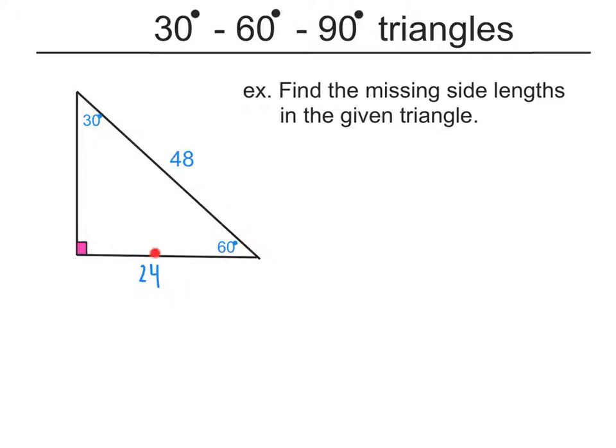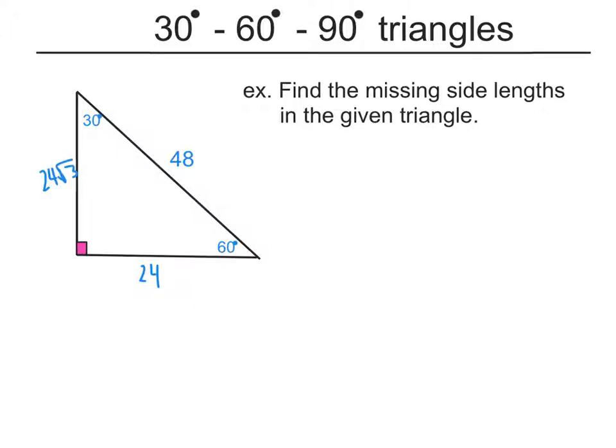Okay, so if this side's 24, I don't want to do Pythagorean theorem. I could, but I don't want to. What's the shortcut? What's the fastest way? The fastest way is to realize that this side needs to multiply by root 3 to become that side. So that means that across from my 60 must now be 24 root 3.